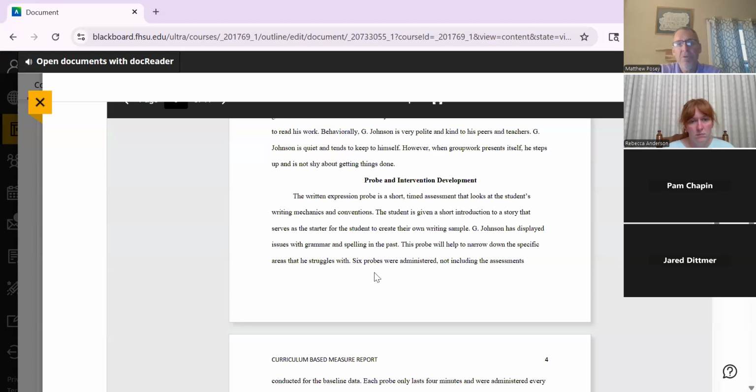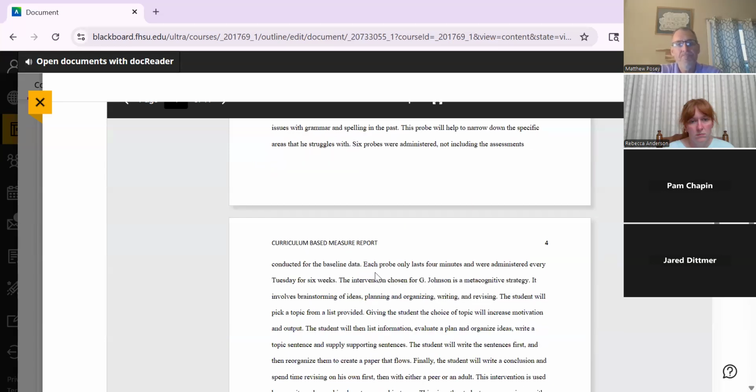They note that 6 probes were administered every Tuesday. This was done over 6 weeks. Okay, this was done when this class was 18 weeks long. So for this assignment, we took like 6 weeks and focused on it. Now we're doing it in an 8-week period, so we're crunching it down into about 2 weeks of administering probes.